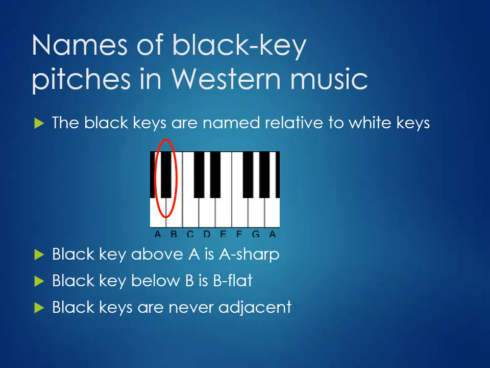Black keys are named relative to white keys. In the diagram here, the black key that is circled in red is above A, so we'll call it A sharp. The very same key can also be seen as being below B, and so we'll call it B flat. And for your information, black keys are never adjacent.